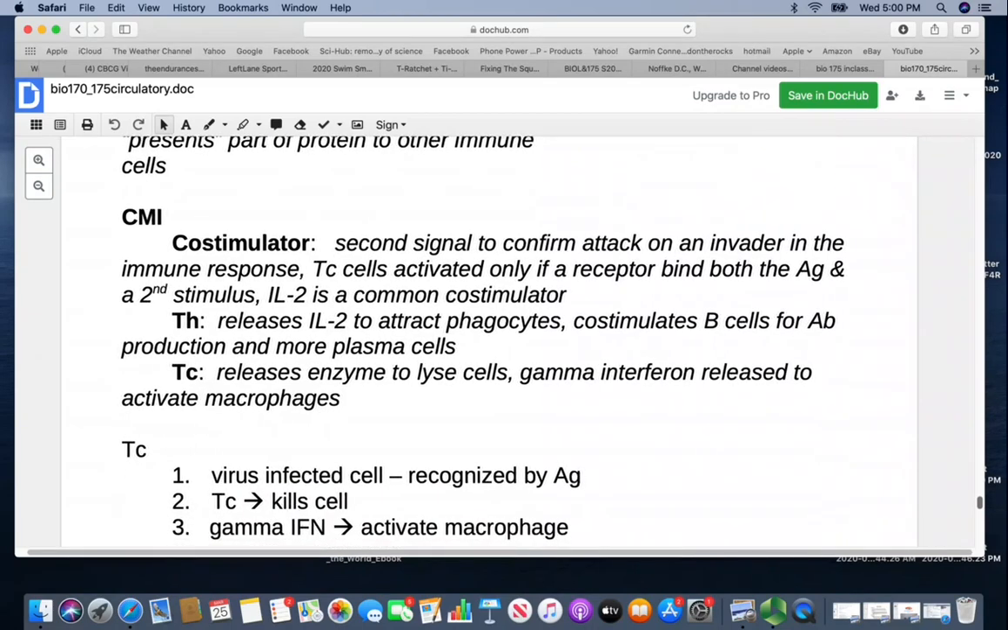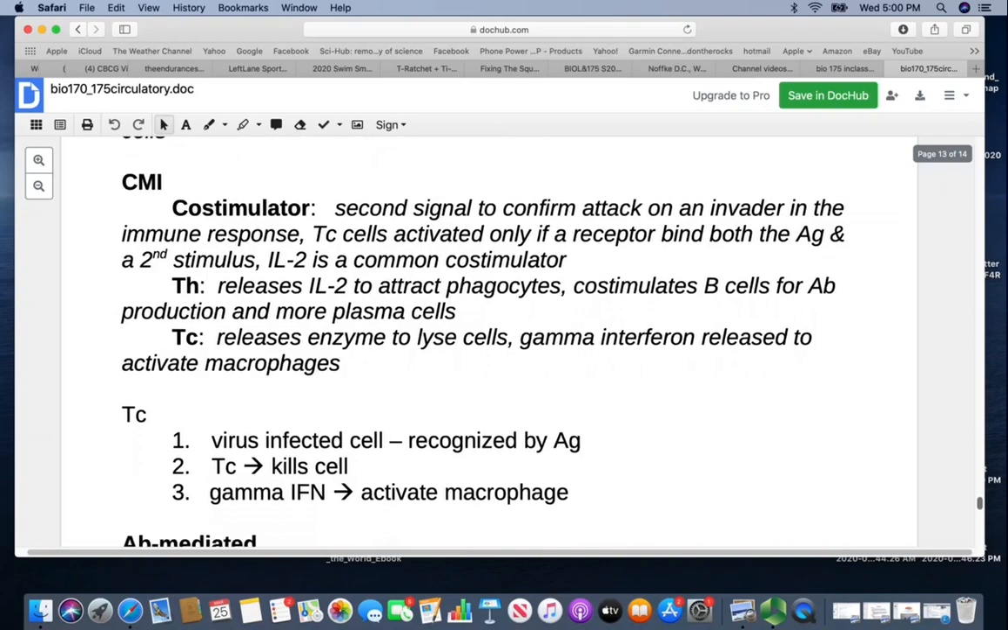So with the cytotoxic T cell, when you have this viral infected cell, it's recognized by the antigen. The cytotoxic T cell is going to kill it. And then gamma interferon will help to activate the macrophages to come clean things up.